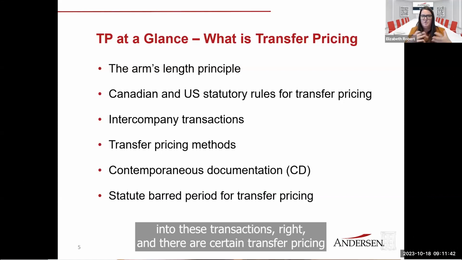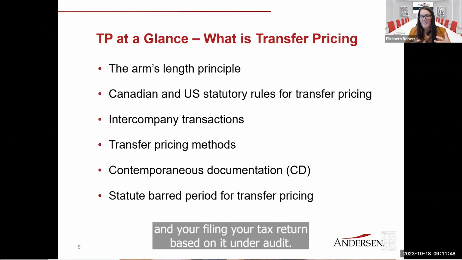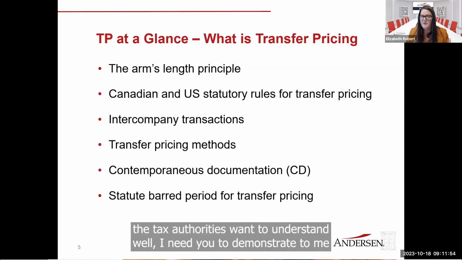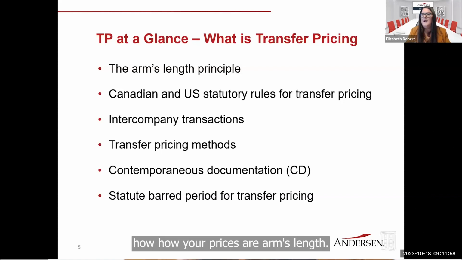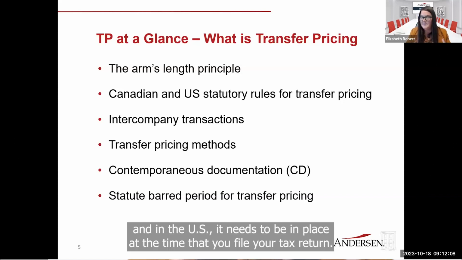and there are certain transfer pricing methods that are to be used in support of how you should price those transactions, and you're filing your tax return based on it. Under audit, the tax authorities want to understand, well, I need you to demonstrate to me how your prices are arm's length. And that's where contemporaneous documentation comes in. Contemporaneous means it's on time, because in Canada and in the US, it needs to be in place at the time that you file your tax return.